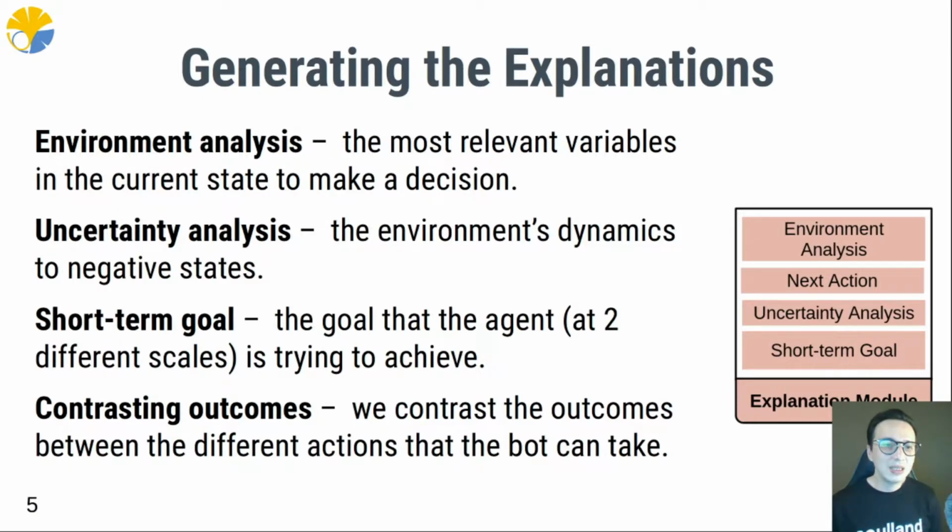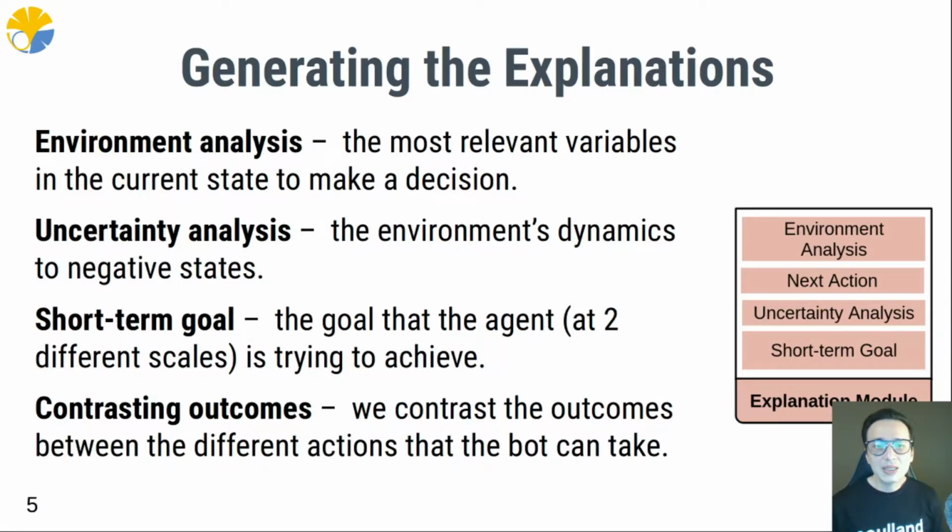Then the next one is an uncertainty analysis. In this one, we present again the natural language templates, environment dynamics to negative states. That is that we present the probability of Mario going to a negative state, that in this case is like dying, for example hitting an enemy.